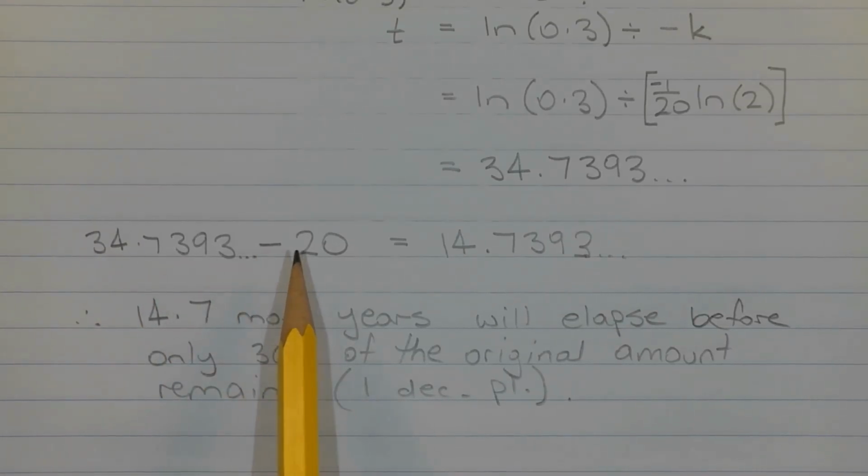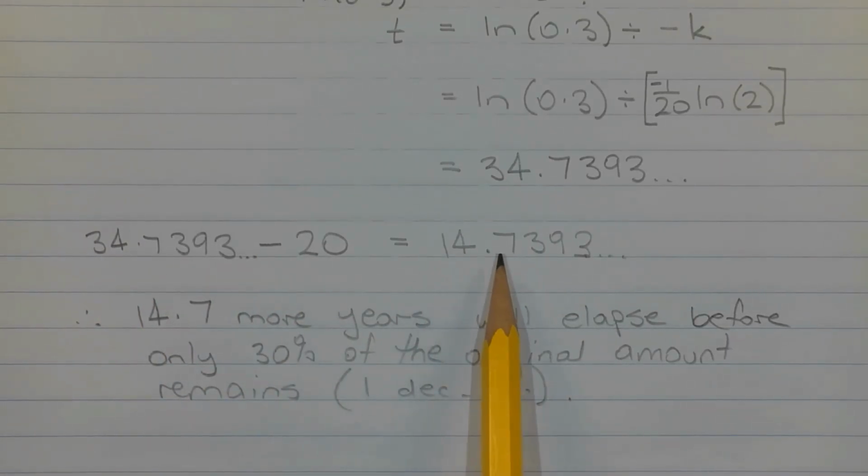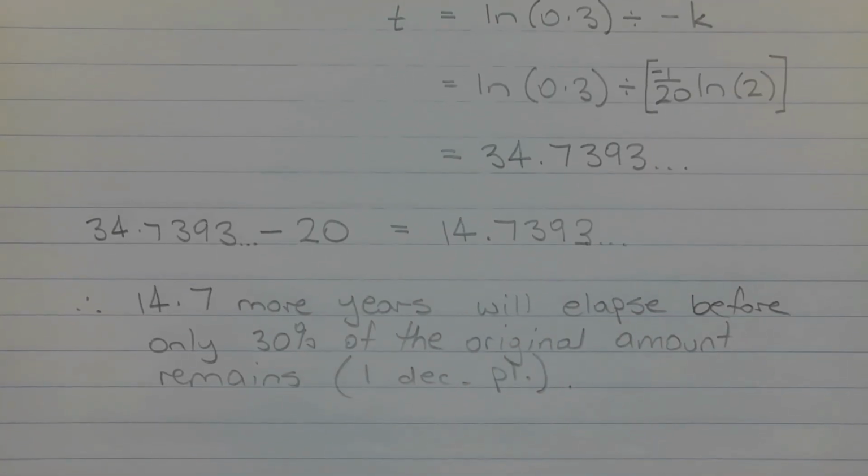Now 34.7393 minus 20 is equal to 14.7393 and so on. We'll round it at the end. So rounding this value to one decimal place, this value here represents the number of years beyond 20 years that will elapse before 30% of the original amount of coal remains. Therefore, 14.7 more years will elapse before only 30% of the original amount remains, correct to one decimal place.